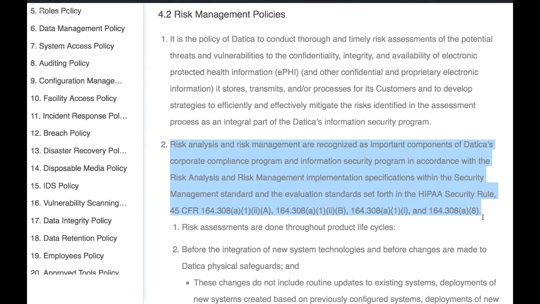So basically they're saying risk analysis and risk management are recognized as important components of Datica's corporate compliance program and information security program. So this is done in accordance with the security management standard and standards set in the HIPAA security rule, and they gave the HIPAA security rules here. This is basically being done to fulfill this HIPAA security rule.